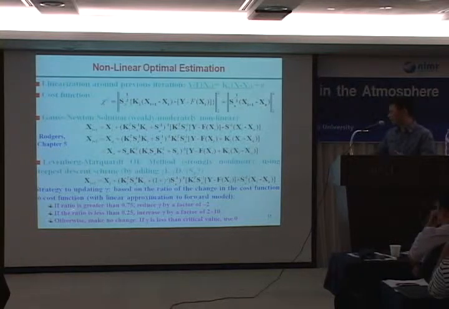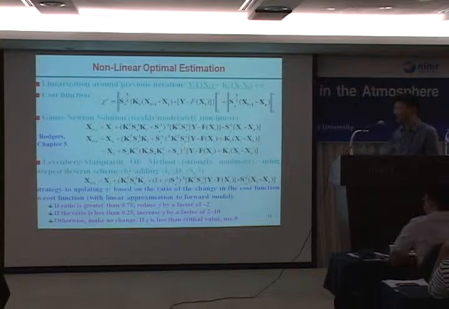If the ratio of the change is greater than 75%, then you can reduce this value by some factor of 2. If the ratio of the change is smaller, then you increase this value. Otherwise, just don't make any change. If this gamma becomes very small, then use 0, and it becomes the same solution as the optimal estimation.